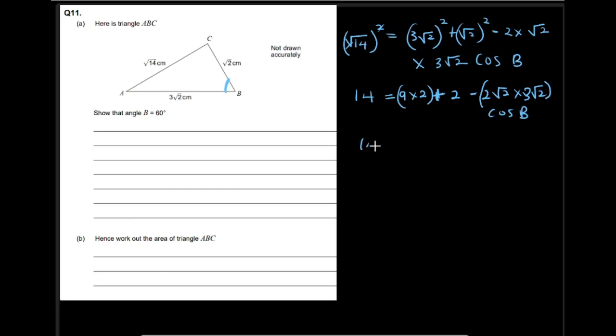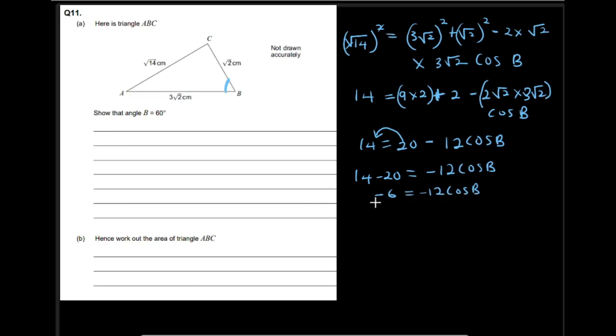So that will give us 14 equals 9 times 2, which is 18, plus 2, that gives us 20, minus 2 root 2 times 3 root 2. 2 times 3 is 6, root 2 times root 2 is 2, so we have 6 times 2, which is 12, cos B. Simplifying further, we move 20 to the other side. We have 14 minus 20 equals minus 12 cos B. 14 minus 20 is minus 6 equals minus 12 cos B.